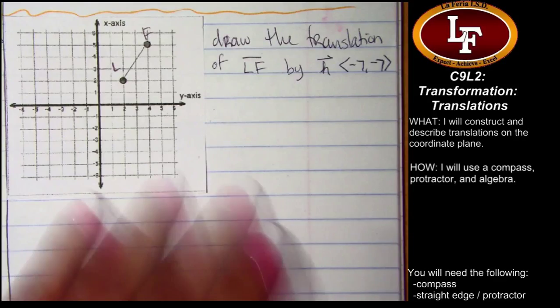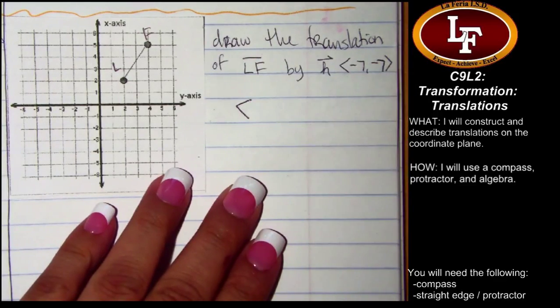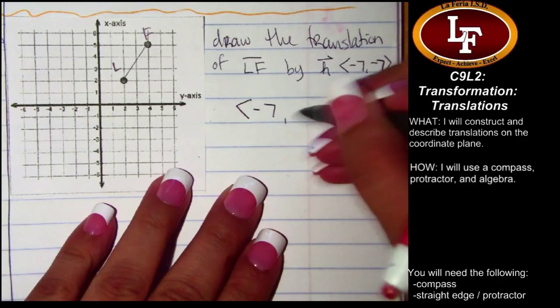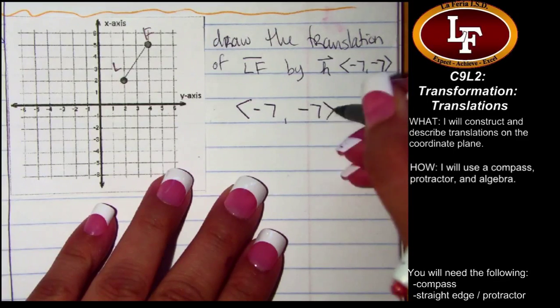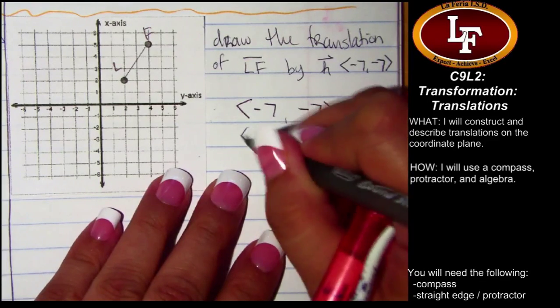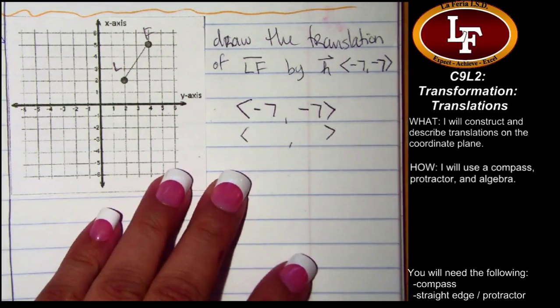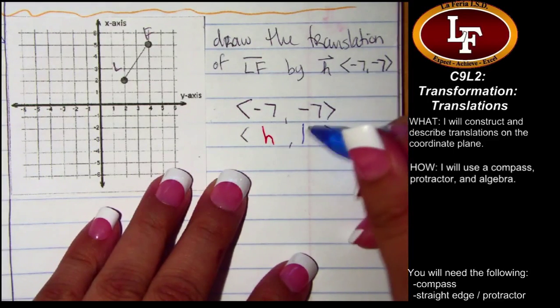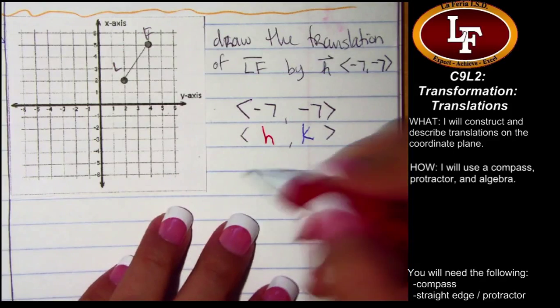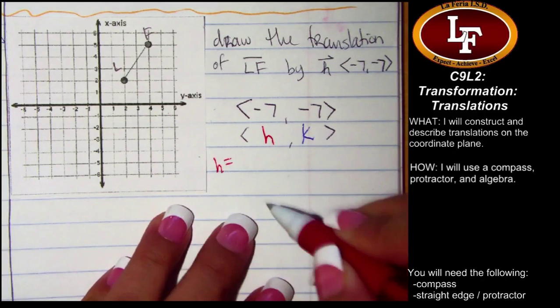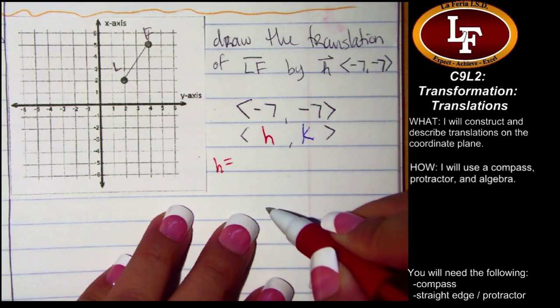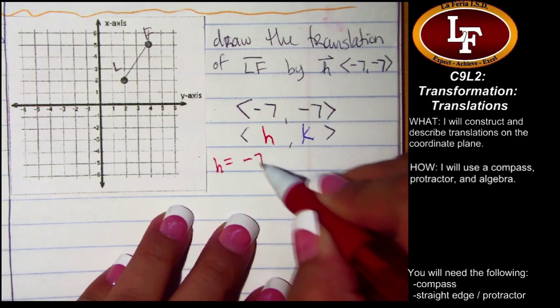I'm going to write it bigger here so that we can see it. Here's our vector notation. According to our template, our vector notation tells us the first number is h, the second number is k, which means what is the value of h? -7? Thank you. And what is the value of k?